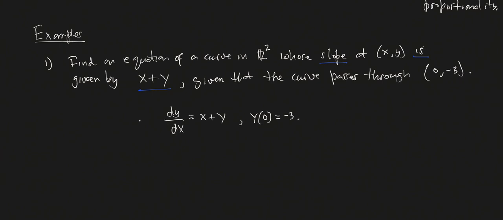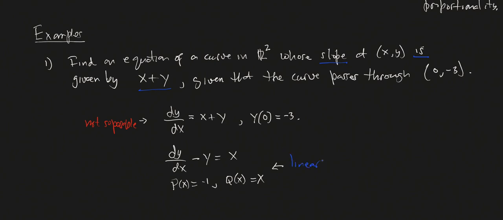But this one's not separable, right? Because we can't factor the sum into a product of a function of x times a function of y. So this one is not separable. Then I ask myself, is it linear? Could I put it in that standard form for a linear equation? And yes, I can. If I subtract y from both sides, then my p of x is -1 and q of x is x. So therefore, it is linear.